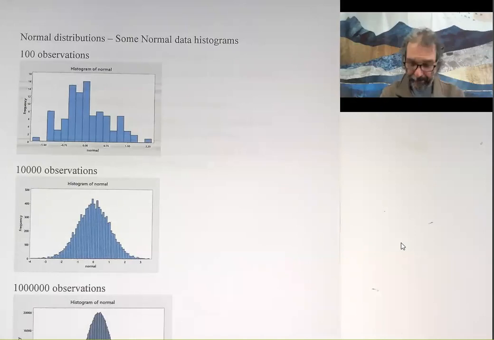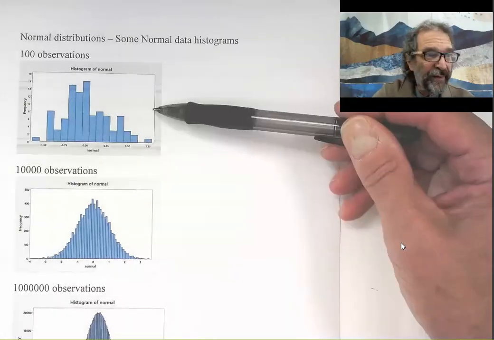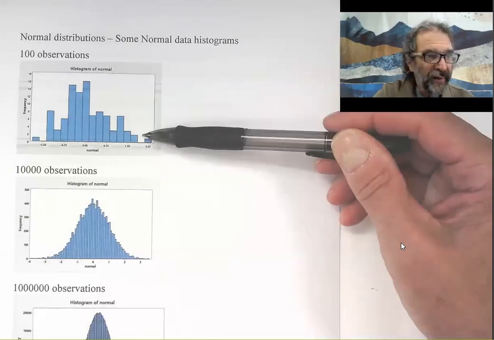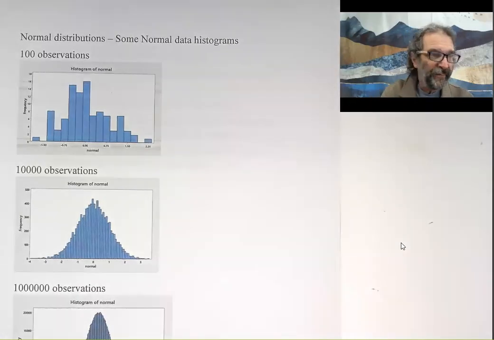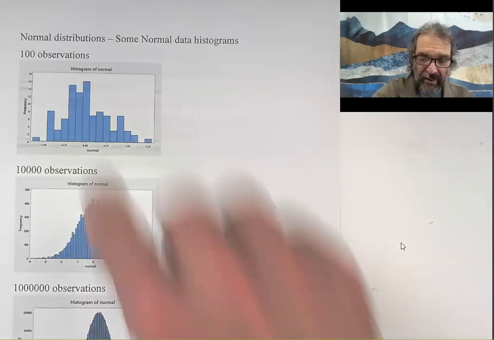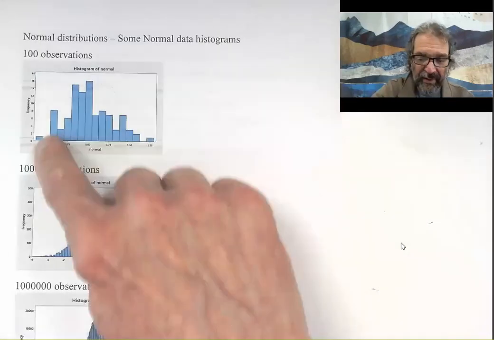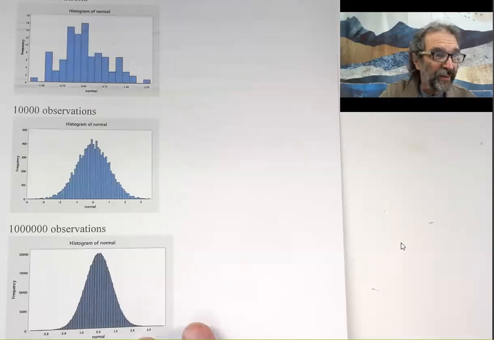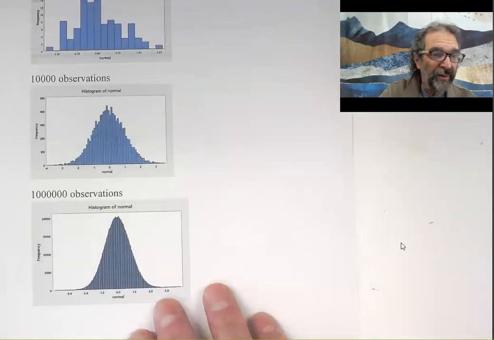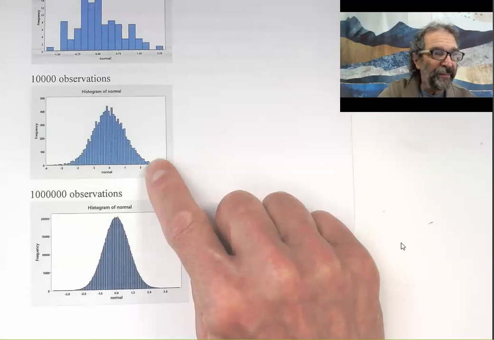So here we are. If you randomly selected 100 values from a bell curve style distribution, you tend to get something like this. You see all these jaggies like we saw with the uniform because it's random. And you see there's a humpiness to it, but it's not clear it's really bell-shaped at all. And then when you do 10,000 observations, you get a pretty clear-cut bell shape, but it still has those jaggies on the edges.